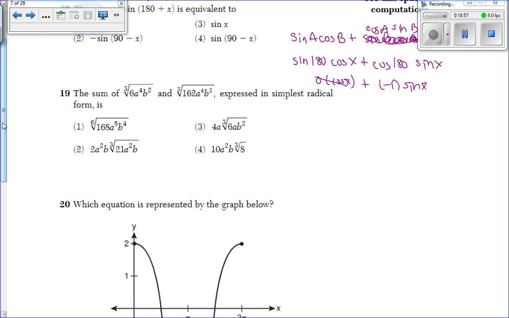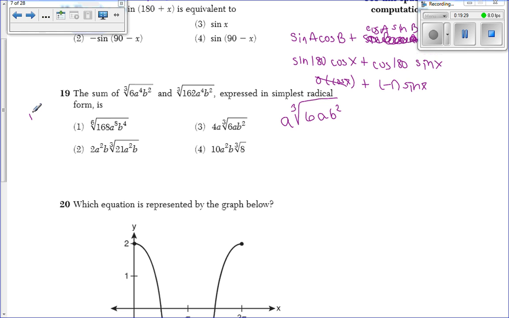Oh, yeah, the sum in simplest radical form. Well, in order to add those, we have to have like radicals. And currently, we do not have like radicals. Let's see here. An A can come out. So this would be A, and then cube root 6AB squared. That's what we're looking at for the inside.